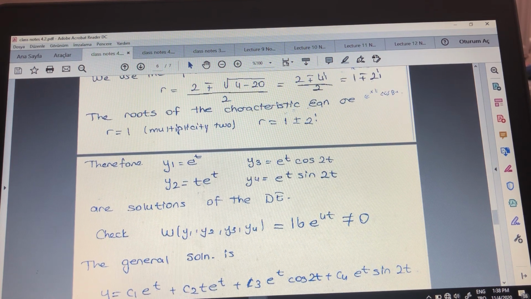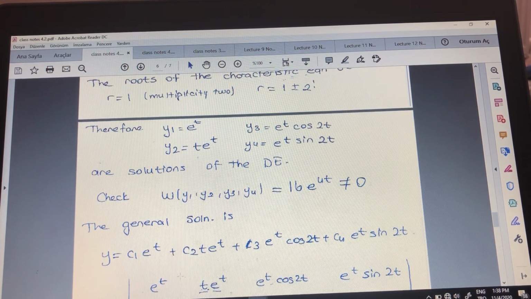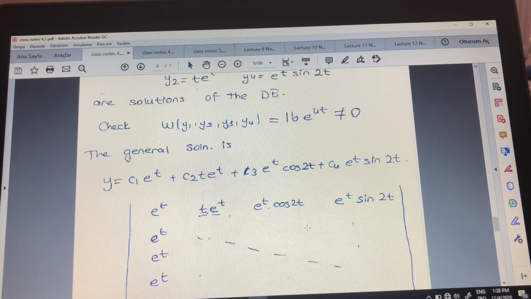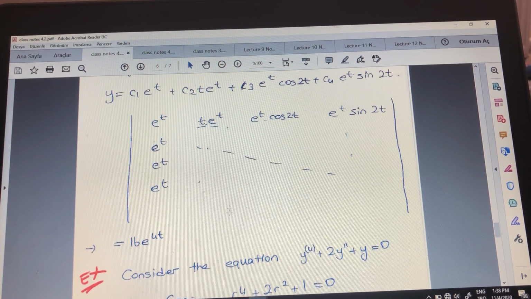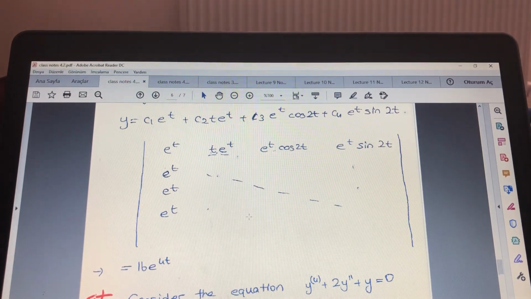Make sure that you check the Wronskian of that one. You will see that the Wronskian is 16 e to the 4t, which is not 0. And you can write your general solution as a linear combination of that. Okay? This is how you can check the Wronskian. Make sure that you do it and you understand well.